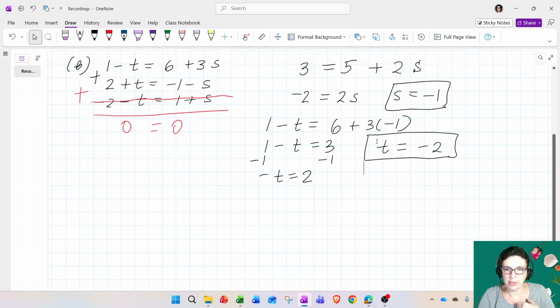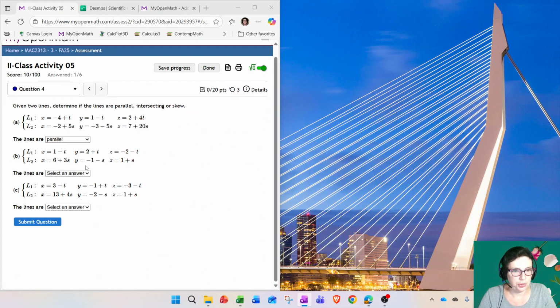So for example, if I substitute t equal -2 into the left-hand side over here, I get 3. And if I substitute s equal -1, I also get 3. So 3 equals 3. I can also check the second one. 2 plus -2 is 0. -1 subtract -1 is also 0. And remember, the third equation was just a multiple. So this one is intersecting. So this is going to have one intersecting point.